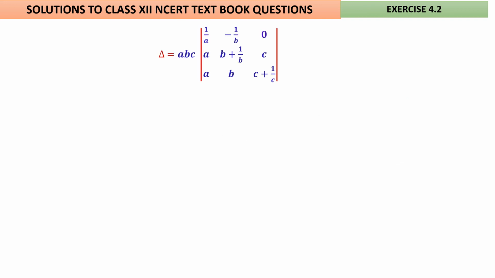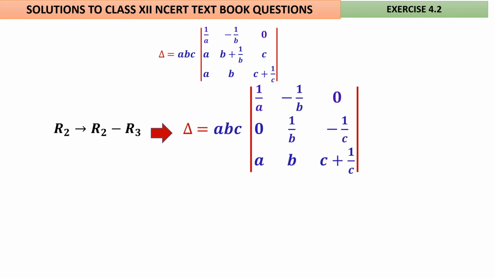Let us continue with this determinant. ABC is outside and inside you are having 1 by A, minus 1 by B, and 0. Now let us try to have some zeros inside by doing some column operation or row operations. Let us write R2 as R2 minus R3. Therefore in R2 it is A minus A, 0. B plus 1 by B minus B, B getting cancelled, 1 by B. C minus 1 by C, therefore minus 1 by C.